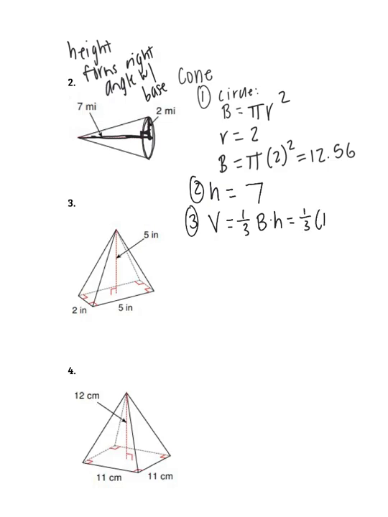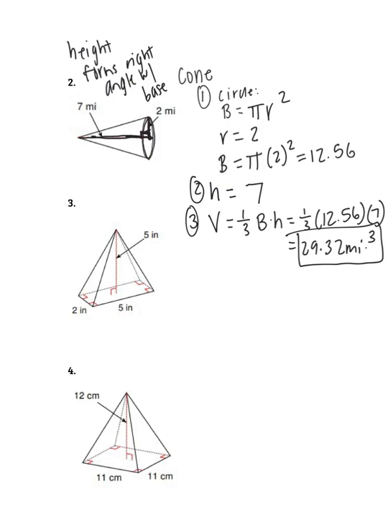So 1/3, 12.56 times 7. I'm going to type this one in my calculator just because I can't do that easily in my head like I could the last one. So sometimes you'll have nice numbers, sometimes you won't. All right, so I am typing this in and I get 29.32. My units are miles again, and I have to cube it. Okay, so that's how we do a cone.